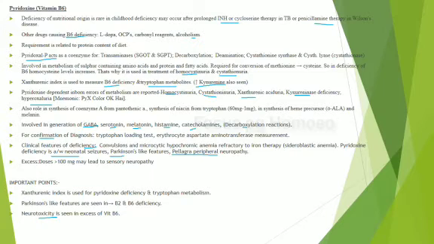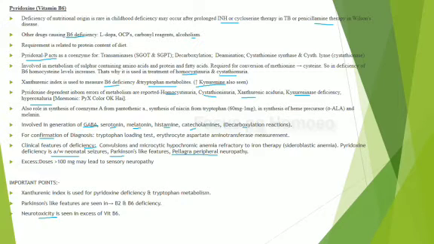Deficiency of nutritional origin is rare. In childhood, deficiency may occur with prolonged INH and cycloserine therapy in TB, and penicillamine therapy in Wilson's disease. So it is commonly found in patients with cycloserine therapy and INH therapy in TB patients and penicillamine therapy in Wilson's disease patients. Other drugs which may cause B6 deficiency are L-DOPA, OCPs, carbonyl reagents, and alcoholism.